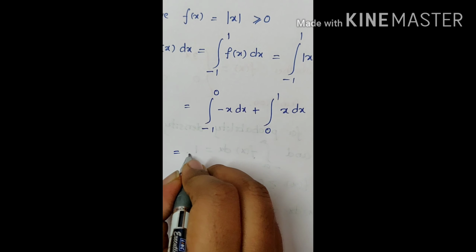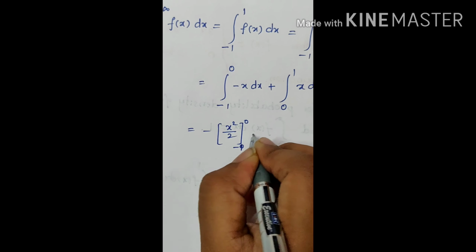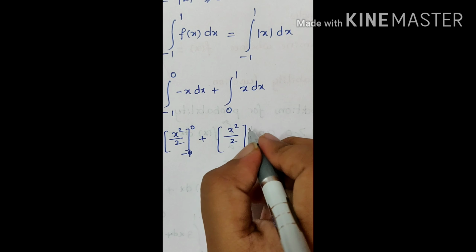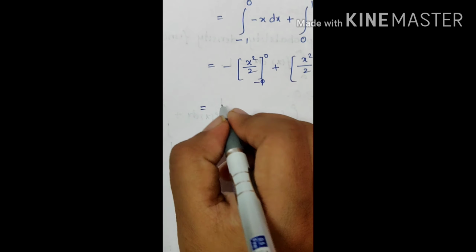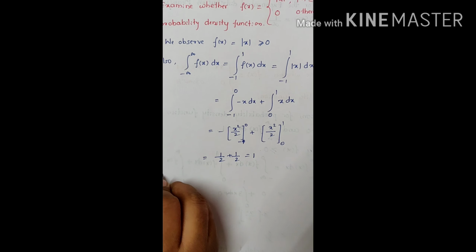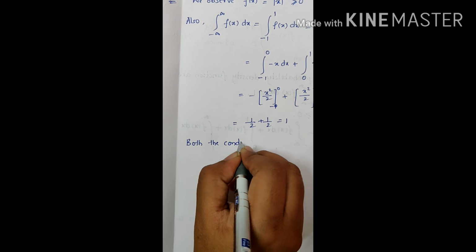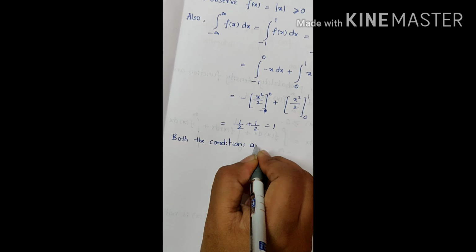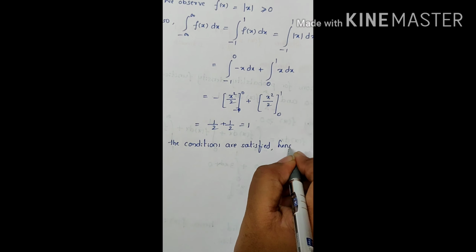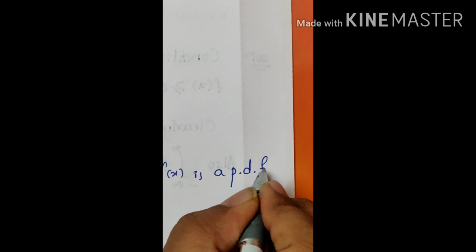So it is minus x square by 2 from minus 1 to 0, plus x square by 2 from 0 to 1. So it will be 1 by 2 plus 1 by 2, which is equal to 1. So both the conditions are satisfied. Hence the given function f of x is a PDF, that is a probability density function.